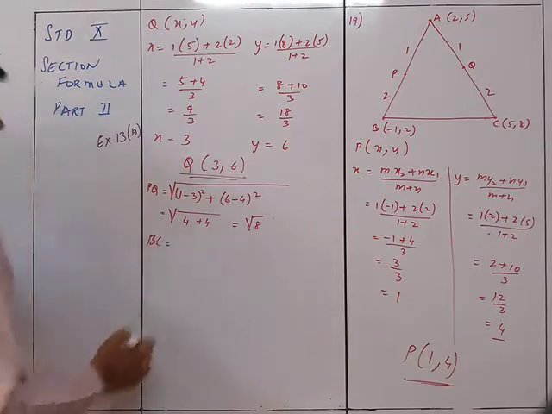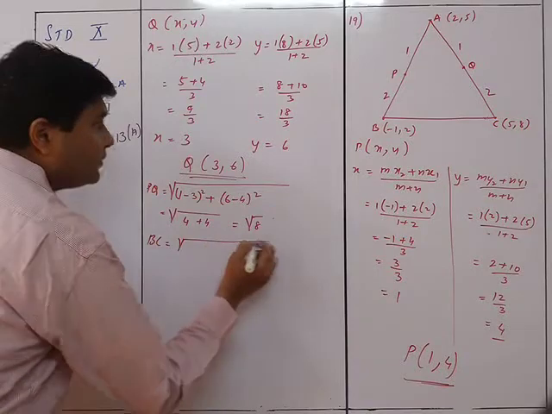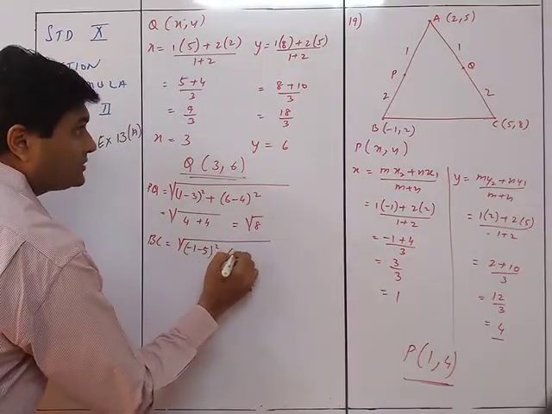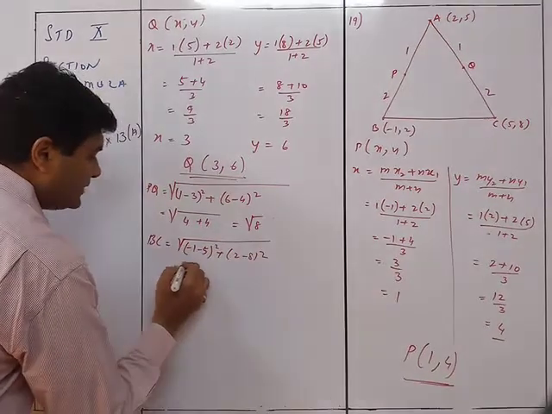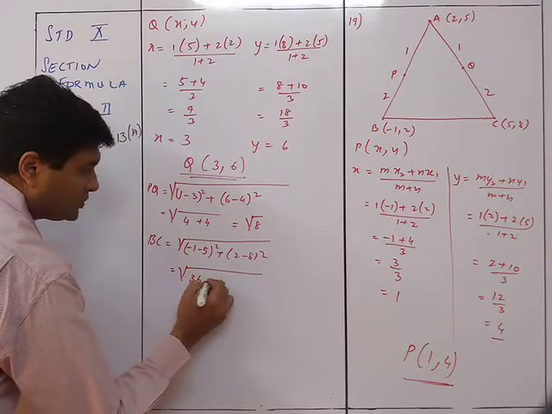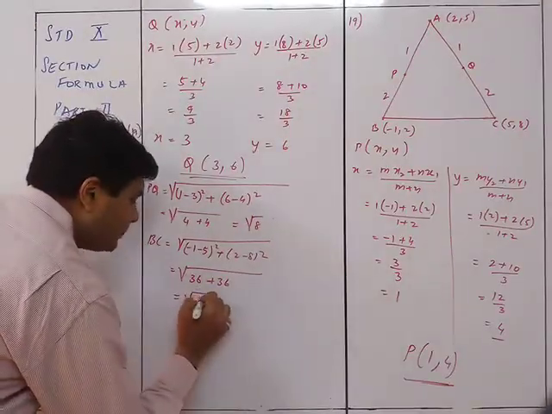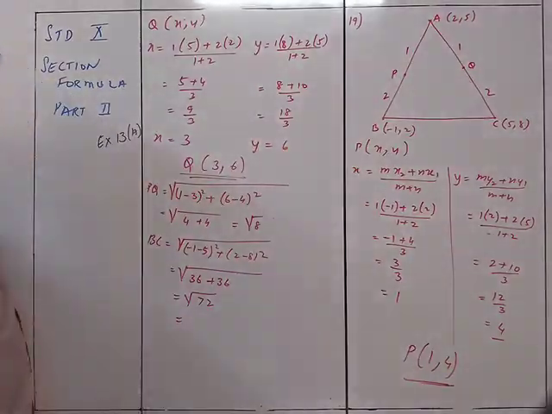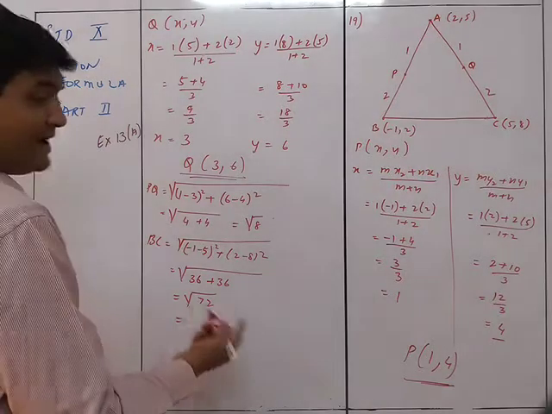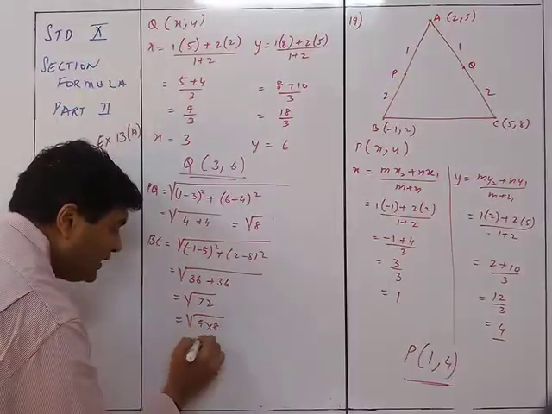Now BC is going to be root of (minus 1 minus 5) the whole square plus (2 minus 8) the whole square. That's going to be root of minus 6 the whole square is 36 and minus 6 the whole square is 36. That's going to be equal to root 72. That is nothing but root of 72. So it's 9 into 8. So root of 9 into 8 is equal to 3 into root 8.